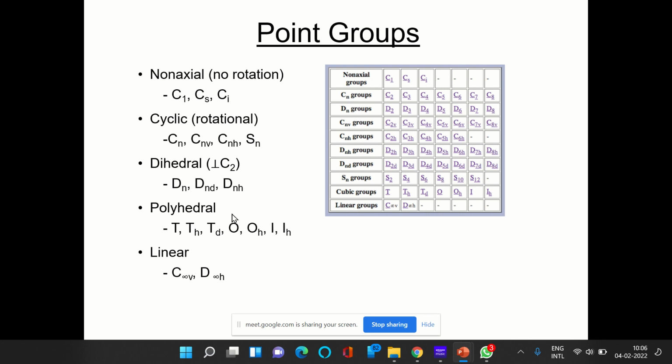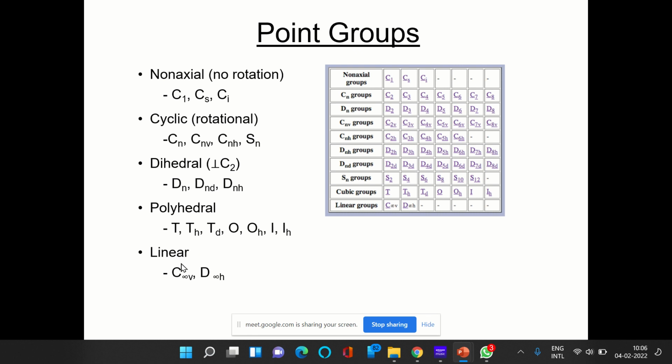And then at the other extreme are the groups which have a large number of symmetry elements present. So for a regular tetrahedron you have Td, for a regular octahedron you have Oh, and for an icosahedron you have Ih.